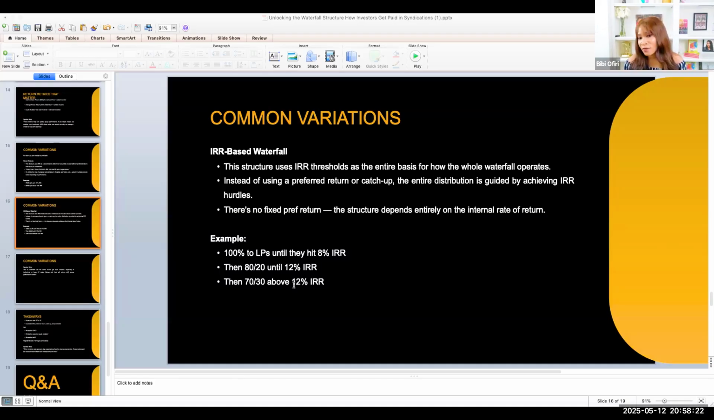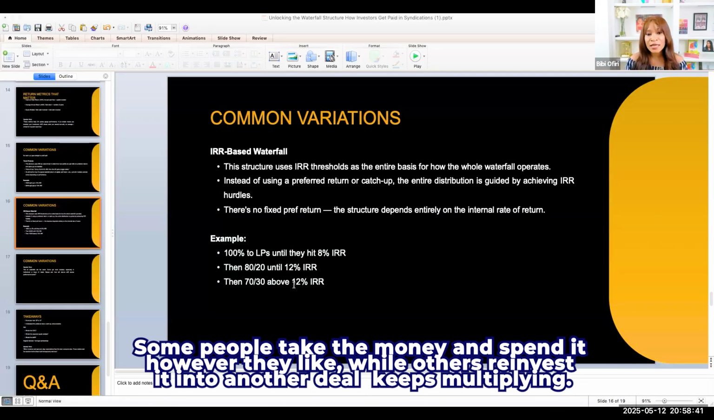Then maybe I run it again for another 3 years and sell. When I sell, I make maybe an additional 2 million. Again, I take that 2 million and I still give it back to the investors at the end of the sale. That is how money is made, and that is how you build generational wealth. Now, some people will take that money and go and spend it and do whatever they want to do with it. But some will still take that money and roll it over into another deal, and that deal keeps multiplying.